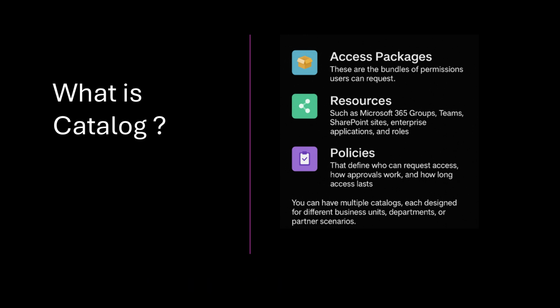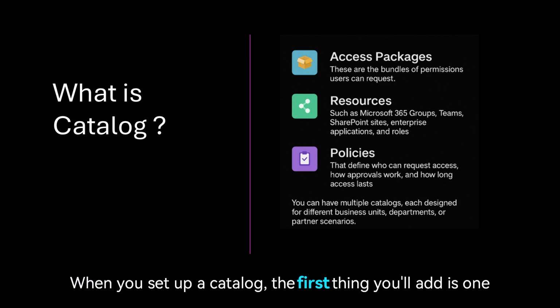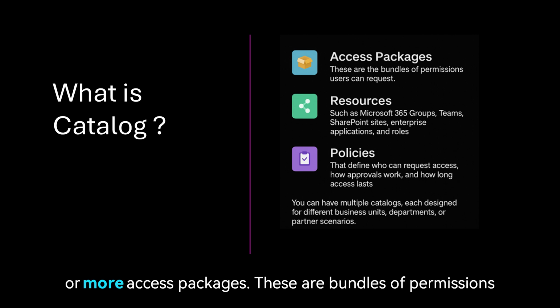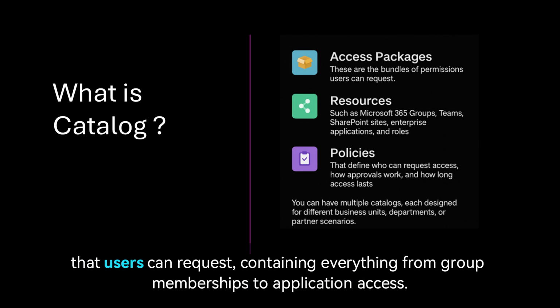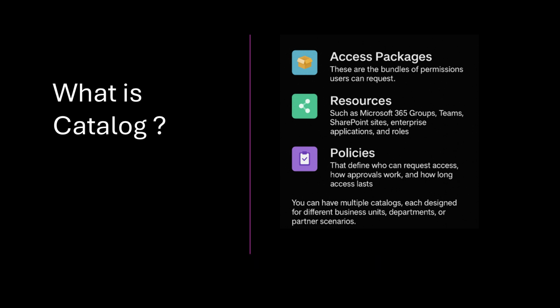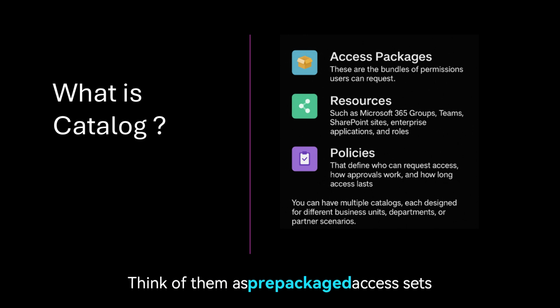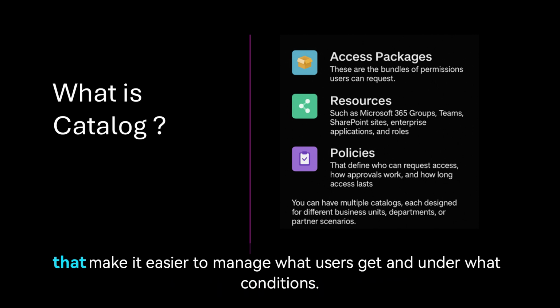When you set up a catalog, the first thing you'll add is one or more access packages. These are bundles of permissions that users can request, containing everything from group memberships to application access. Think of them as pre-packaged access sets that make it easier to manage what users get and under what conditions.